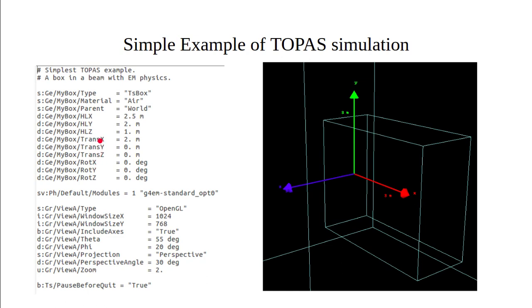Basically this translation and rotation occurs with respect to the world volume, that is our bigger box. The origin of the bigger box is the real origin of your geometry or your setup, and based on that the changes occur. So in this case we are making a translation in the x-axis by 2 meters, and we are not doing any rotation or translation in y or z direction. So this is the thing.